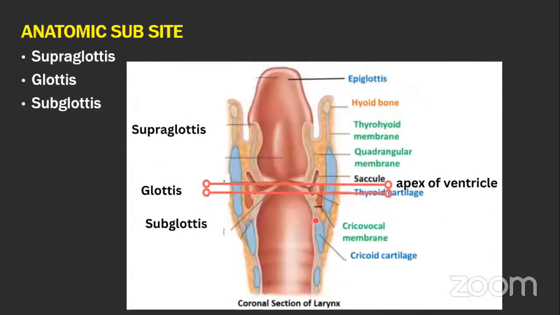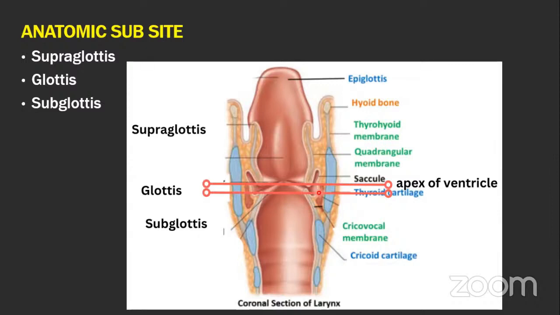And we can divide the adult larynx into 3 areas by 2 imaginary lines. The upper line passes through the apex of the ventricle. What is this ventricle? The ventricle is an area between the false cord and the true vocal cords. So one line passes through the apex of the ventricle and another line 1 centimeter below the first line. So by these 2 imaginary lines, the larynx is divided into supraglottis, glottis and subglottis.